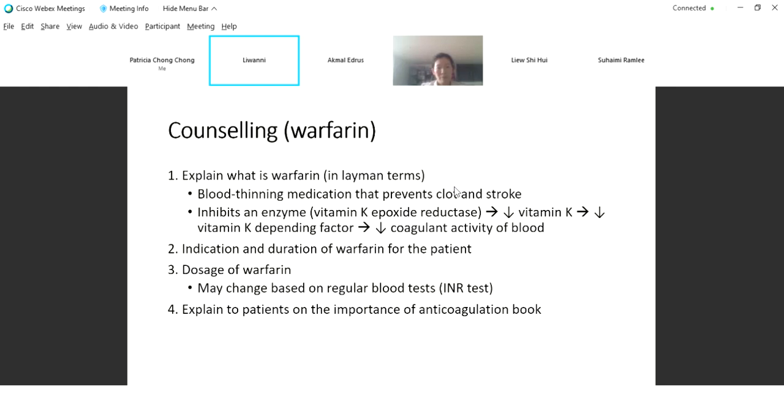And then we also have to explain the indication and also duration of warfarin to the patient. For example, if the patient has atrial fibrillation, then we have to tell them that this warfarin therapy has to be taken lifelong. And then the dosage of warfarin usually will change based on the regular INR test that is performed on the patient. And then next, the patient will be given an anticoagulation book, and we have to explain to the patient about the importance of the book and also the content of the book. Okay, next.